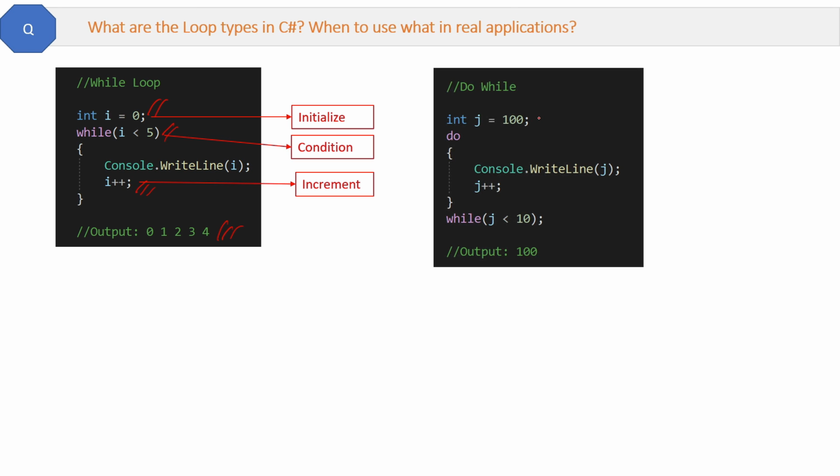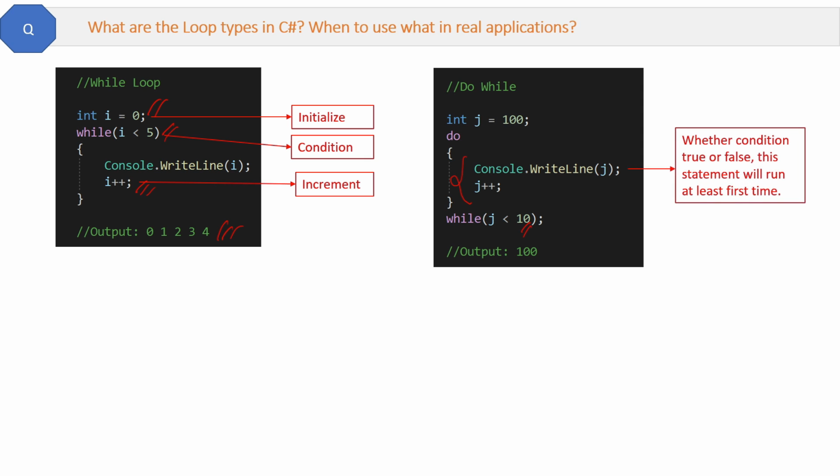Now, the only difference between while and do while is the statement inside. In the case of do while, the statement inside do must execute the first time, irrespective of the while condition. Whatever the condition is, the first time this do will definitely execute, whether the condition is true or not. Okay, so that is the do while loop.